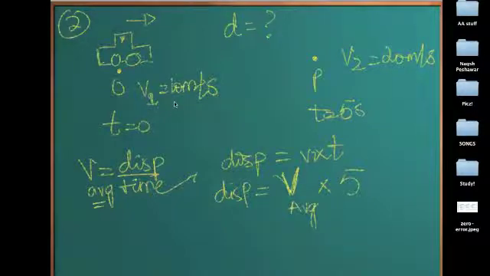But in a case like this, where there are two velocities, one is 10 meters per second, the other is 20 meters per second, the average velocity would be found out by v1 plus v2 divided by 2, because they are two velocities. This would give me 10 plus 20 divided by 2, which is equal to 30 divided by 2, and that is 15 meters per second.